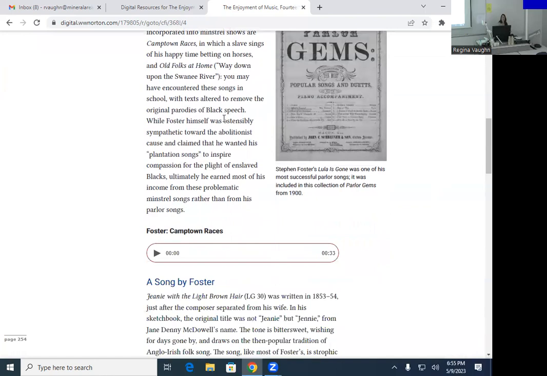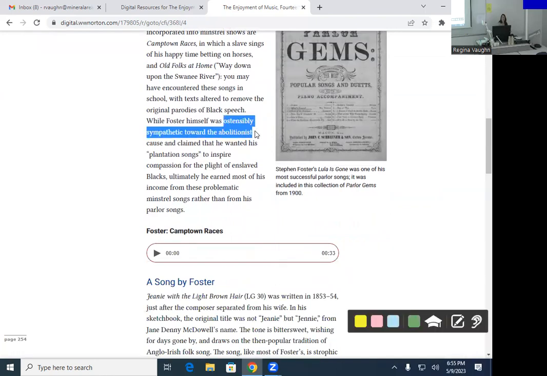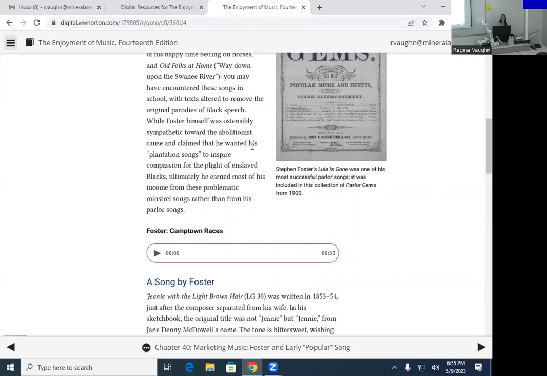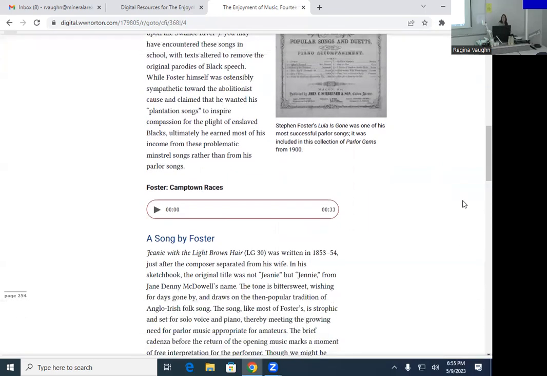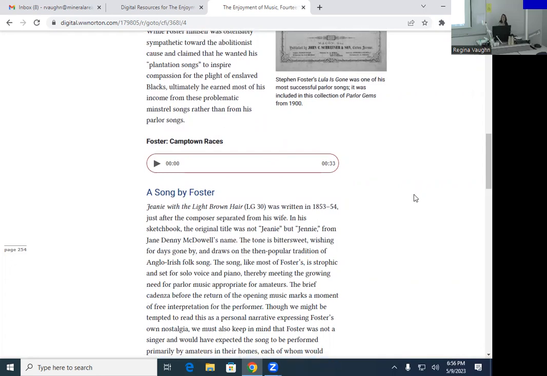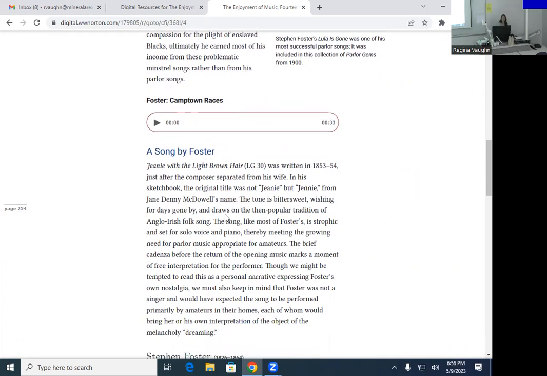Foster himself was ostensibly sympathetic toward the abolitionist cause, so he was not a fan of slavery. And he claimed that he wanted his plantation songs to inspire compassion for the plight of those who were enslaved. Ultimately, he earned most of his income from these minstrel songs. So, it's kind of a put up or shut up kind of thing. But at the time, it was not frowned upon.